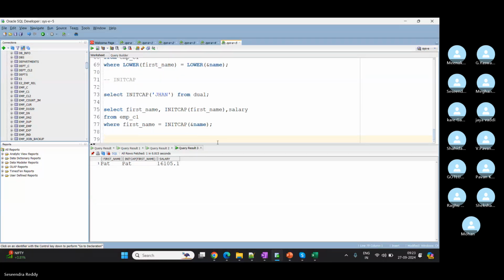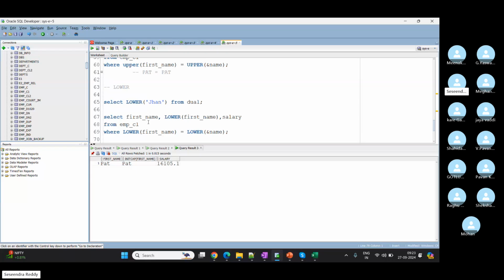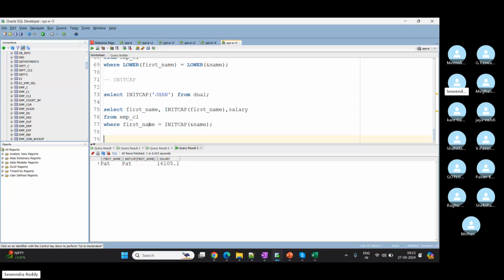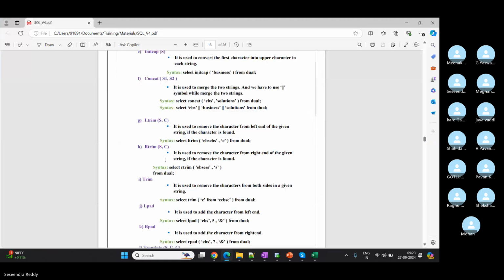Okay, so upper, lower, and init cap are all used to work on the case of characters. Okay, any questions?